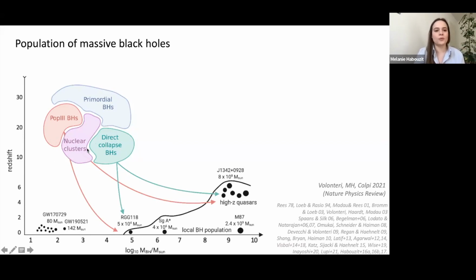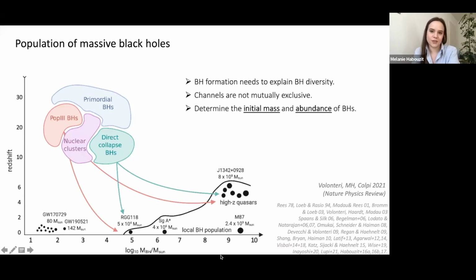But they could also form at the center of nuclear stellar clusters, and that would be this mechanism, or they could also form in atomic cooling halos under very specific conditions. And in that case, they form really massive seeds of 10⁴, 10⁵, and even more solar masses. So we have this diversity of theoretical models today, but we are not yet able to say if one of them is actually correct or if it's a combination of those different mechanisms that explains the diversity of black holes that we see today. The channels are also not mutually exclusive. It could be a combination of those different mechanisms.